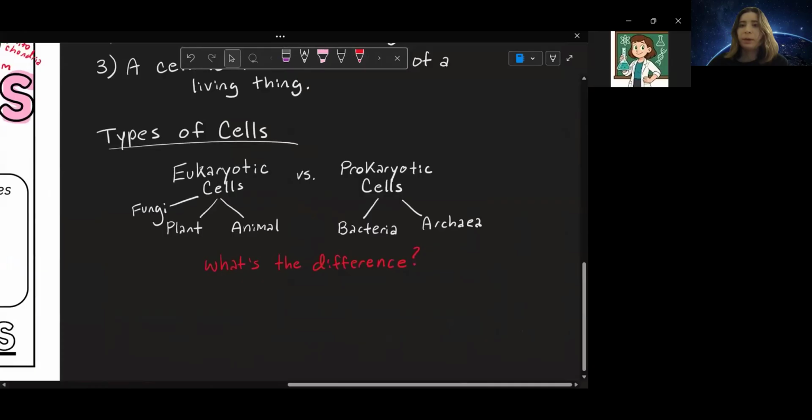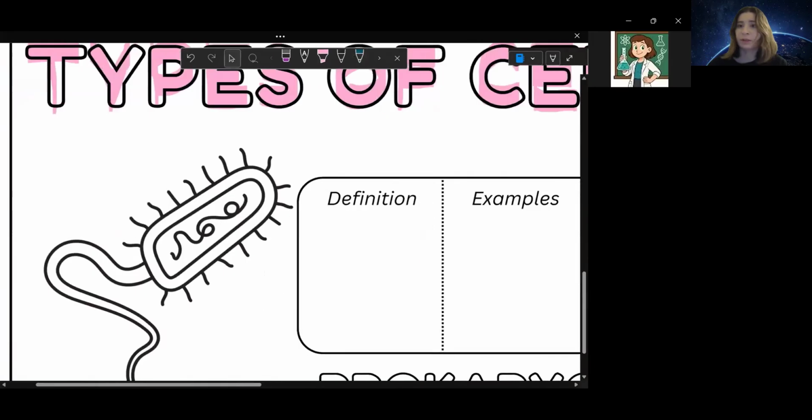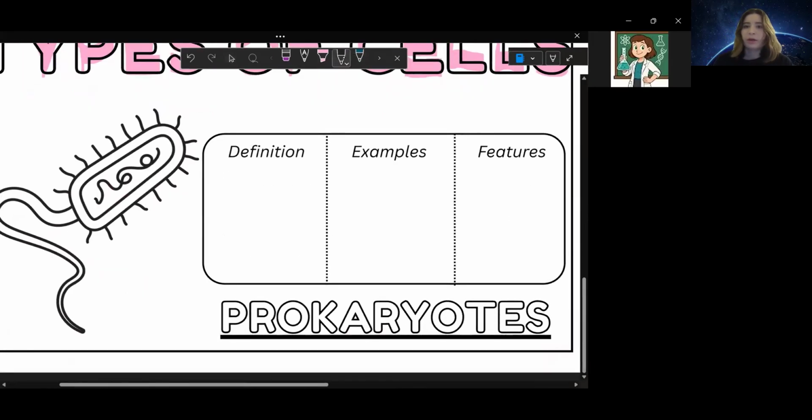So now you know about eukaryotes and the separate types, again, focusing on plant and animal cells. But what about prokaryotes? We said that there's two main categories of cells. Now let's talk about prokaryotes. With prokaryotes, these are going to be cells that do not have a nucleus and do not have membrane-bound organelles.